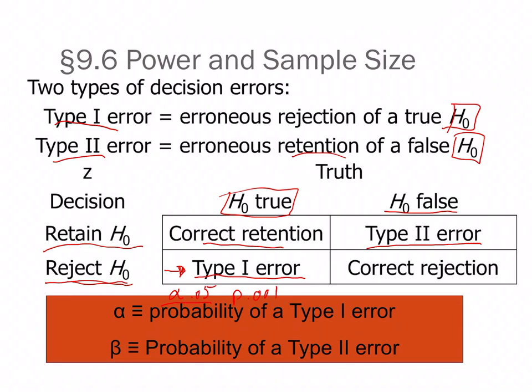So when we set our alpha level at 0.05, we're saying that we're willing to accept up to a 5% chance that the data we're collecting could be incorrect. That's what we're saying by an alpha level. And our beta is the probability of a type 2 error.